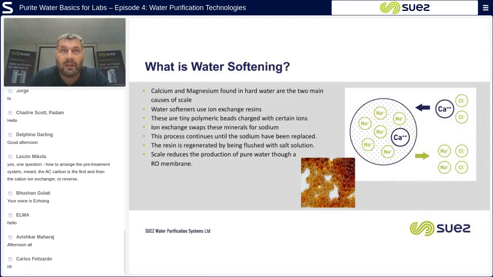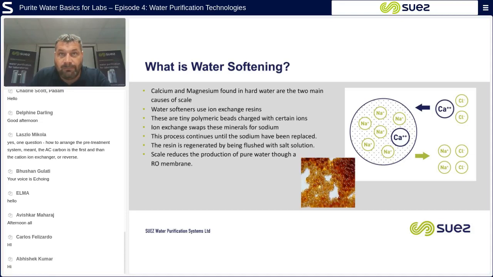What is water softening? Although not commonly used on a laboratory purifier, a water softener can be found on a central system. The water softener works using a process called ion exchange, which uses an ion exchange resin. The resin comprises of tiny polymeric beads, which are specially formulated so that they can be charged with sodium ions. The calcium and magnesium ions found in hard water are the 2 main causes of limescale. By using ion exchange water softeners, you can swap the calcium and magnesium ions found in the water for small amounts of sodium, which is a far more soluble element that doesn't cause scale.